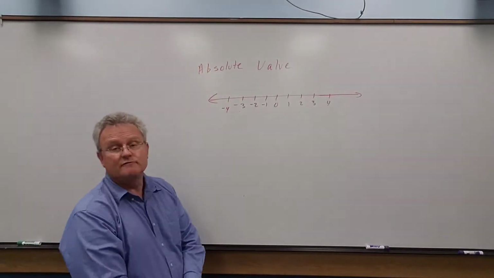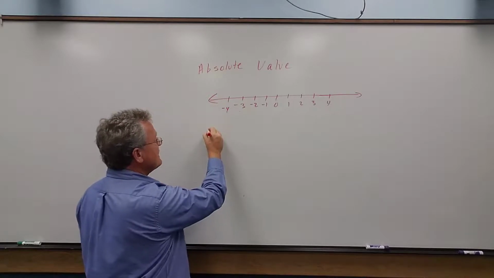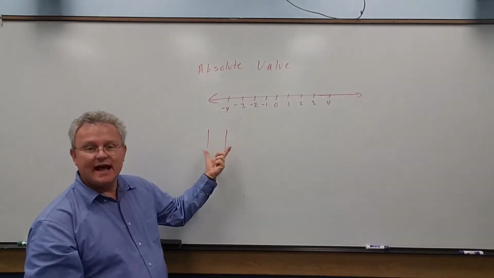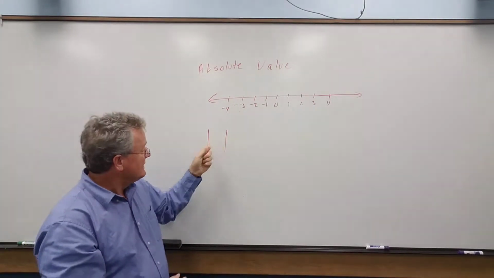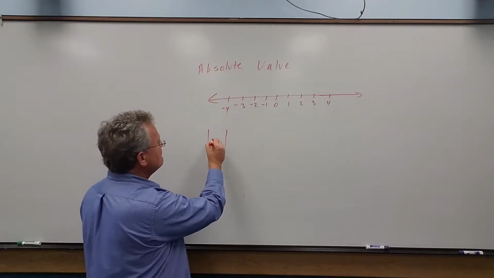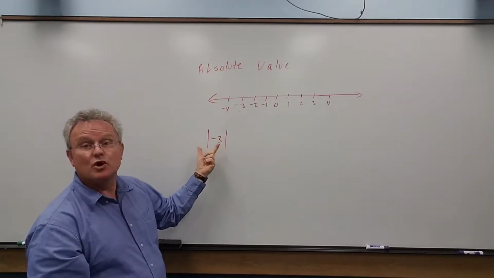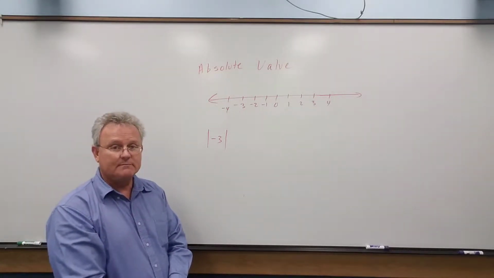Okay, so absolute value. First of all, if we're taking the absolute value, it's these straight lines, that is the absolute value. And then there needs to be something in the middle, and let's say, let me put the number -3. This is saying, in words, the absolute value of -3.